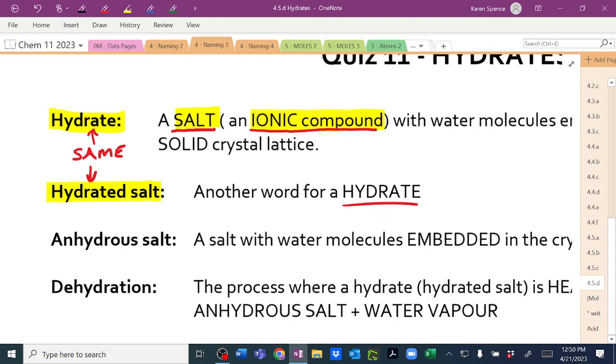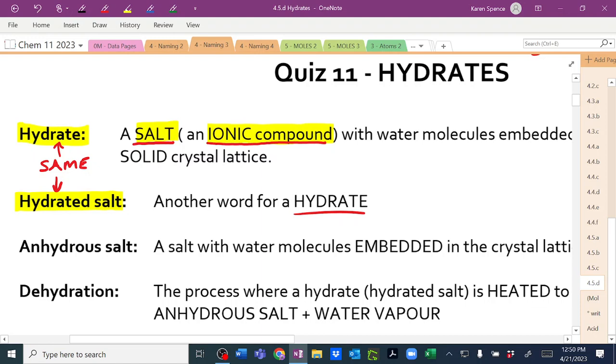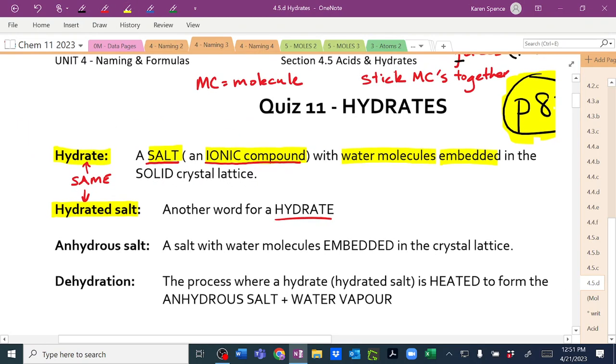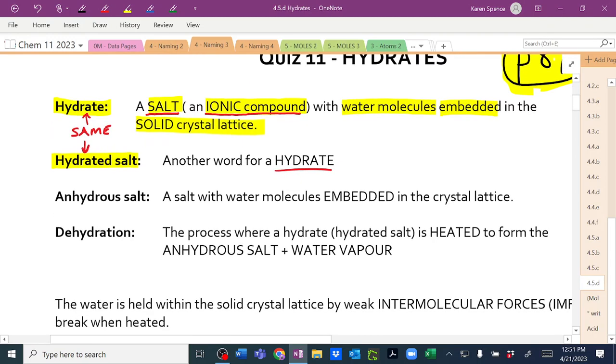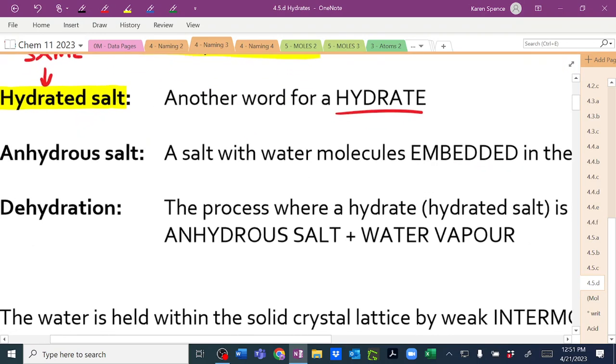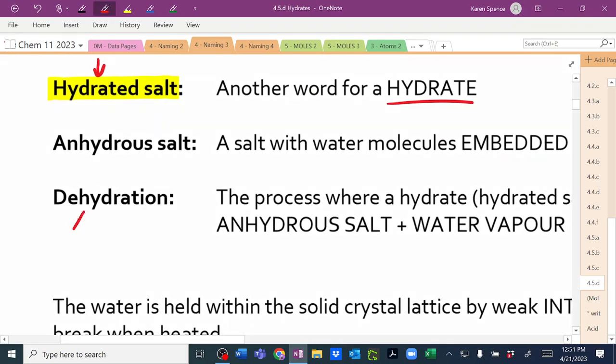And remember, the hydrate is the salt that has water molecules embedded in the solid crystal lattice. Okay, so the water molecules are inside the crystal lattice. Now we're going to talk about dehydration. When we talk about dehydration, that means removing water. And this is what we are going to do next week in a lab.